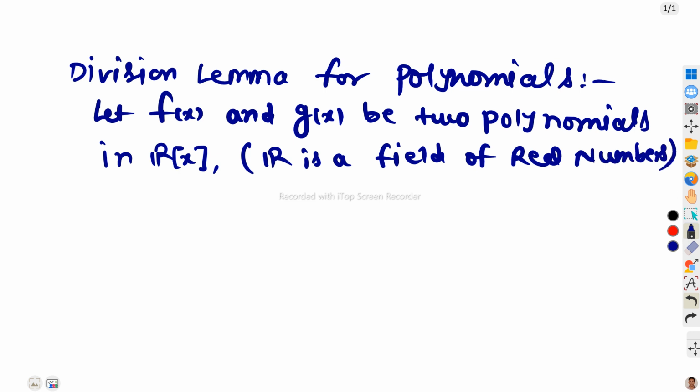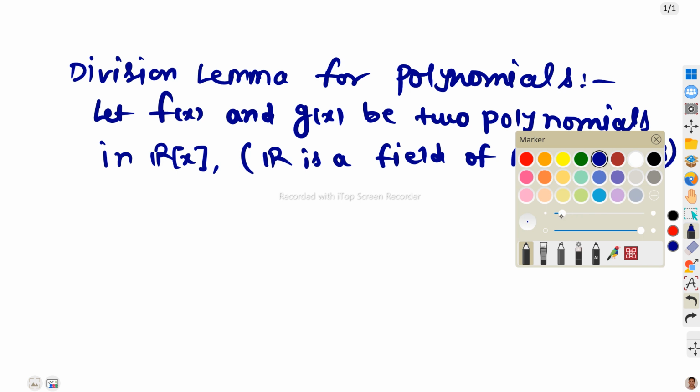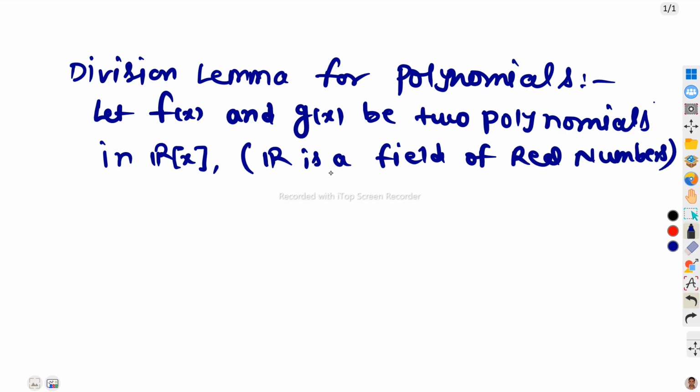Again, what is meant by R[x]? That is, the coefficients of the polynomial are real numbers. This means the coefficients of the terms in the polynomial are real numbers.